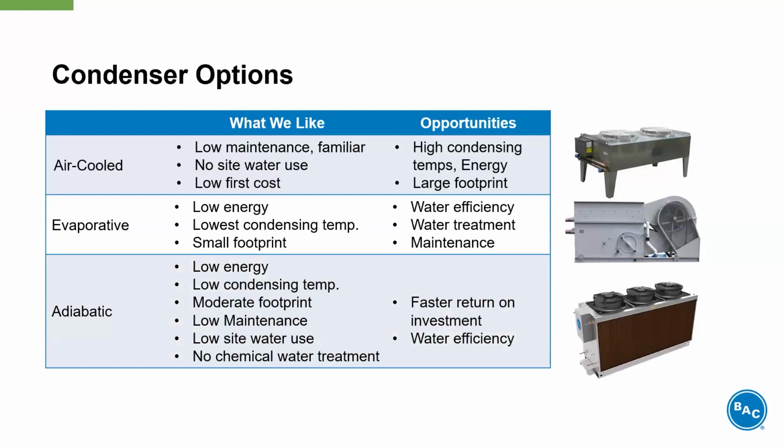And then kind of the middle path between the two, we have adiabatic. Adiabatics can achieve condensing temperatures very similar, if not the same, as evaporative condensers, maybe not on the hottest days of the year, but they do still lend themselves to very low system energy usage. They have relatively low maintenance, still some more maintenance requirements over an air-cooled, but much less compared to an evaporative. The water use is much less than an evaporative cooler. We'll explore that later on in the presentation, but up to 90% less water use than an evaporative cooler. So that less water use means less maintenance requirements.